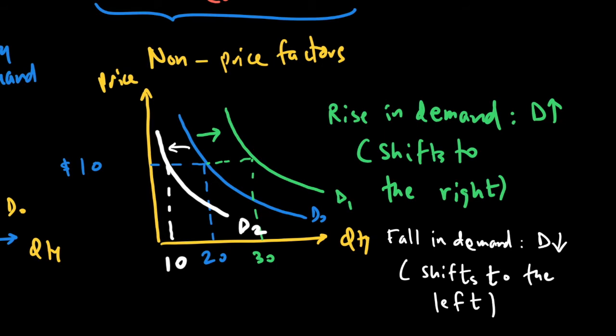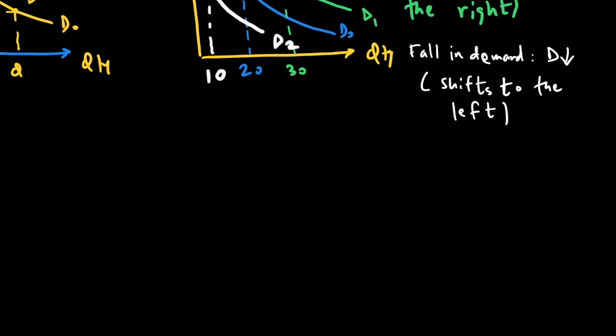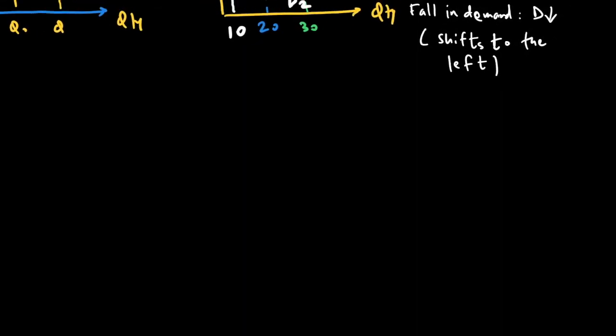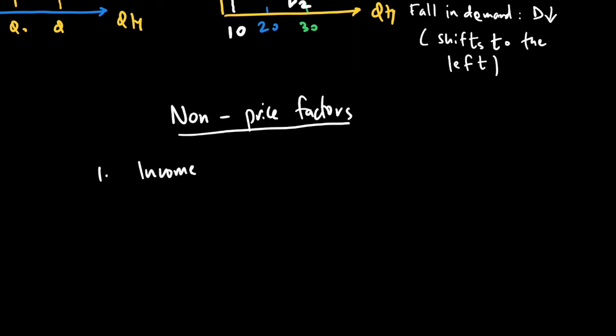So what are the factors that result in a change in demand or a shift of the demand curve? Let's call them the non-price factors. The first non-price factor we want to talk about is income. Income is an important factor. We know this: when income goes up, we will buy more of some goods that we like and were unable to afford previously. We would want to buy more of them.